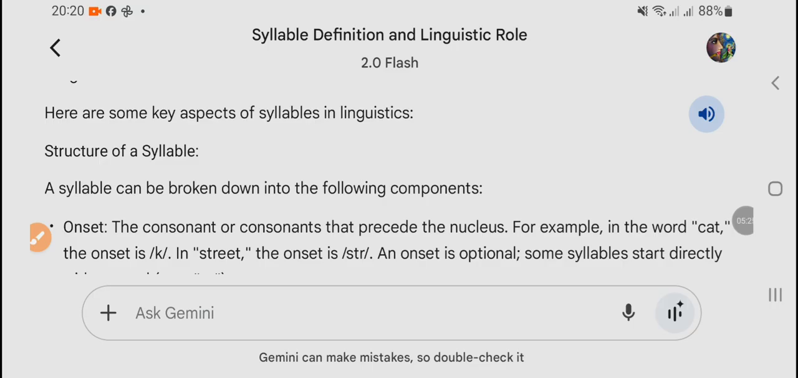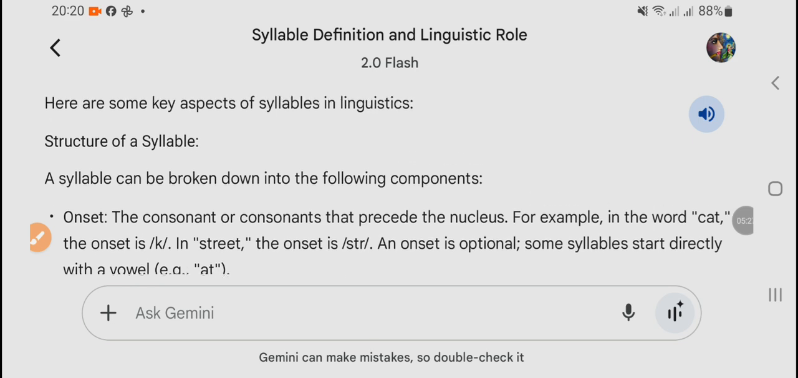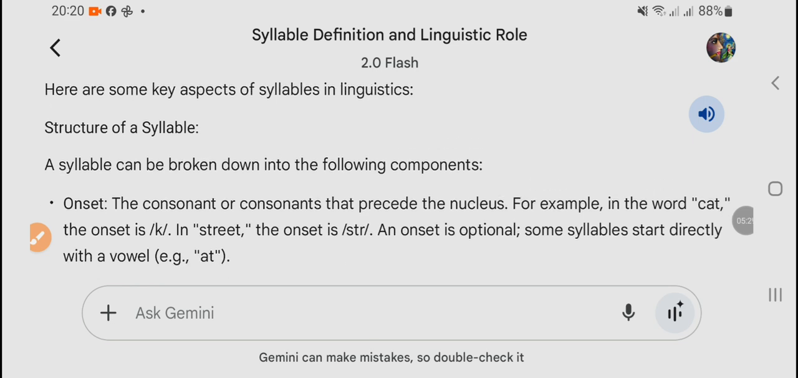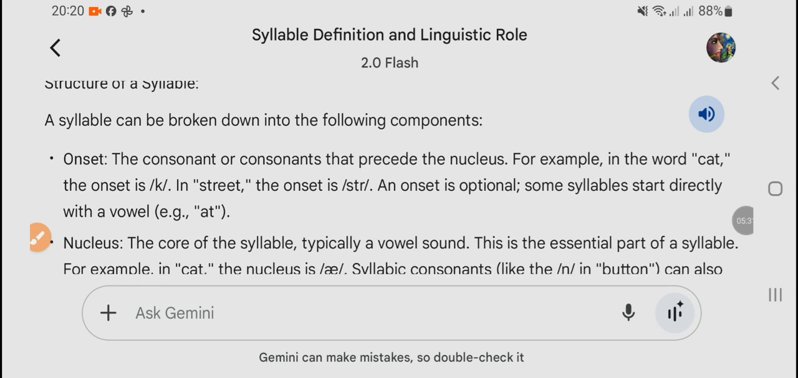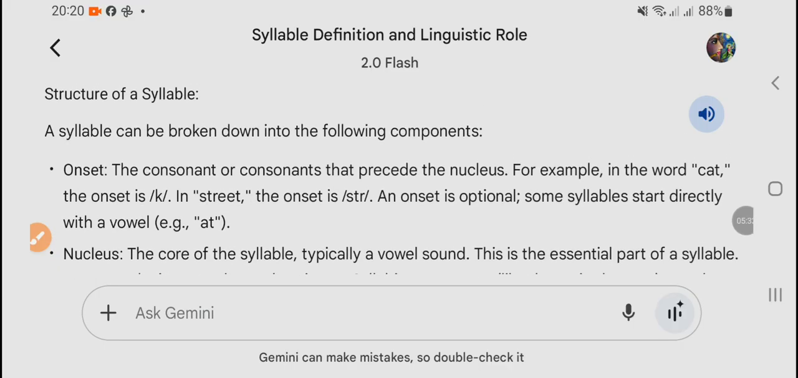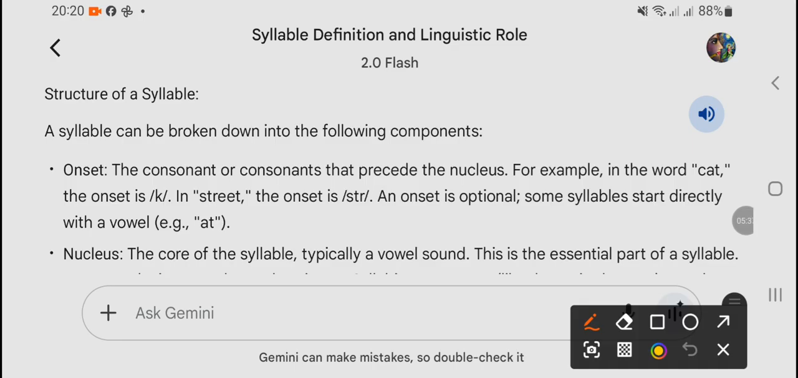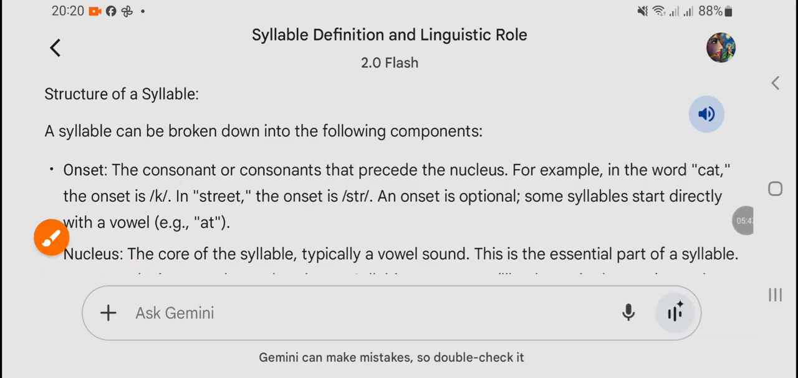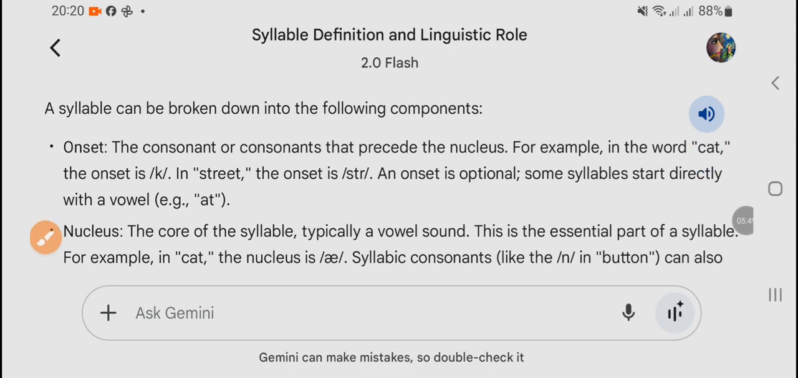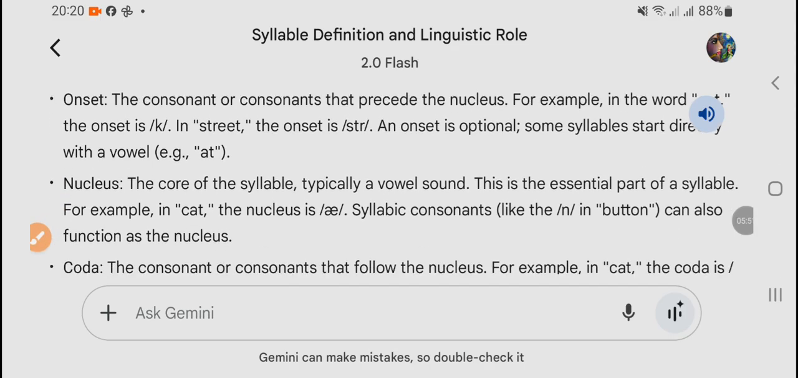Okay. Now here are some key aspects of syllables in linguistics. What are they? Structure of a syllable. A syllable can be broken into the following components. What are the components? Onset, nucleus, and coda. Right? Let us see what they are. These are the different components of a syllable.